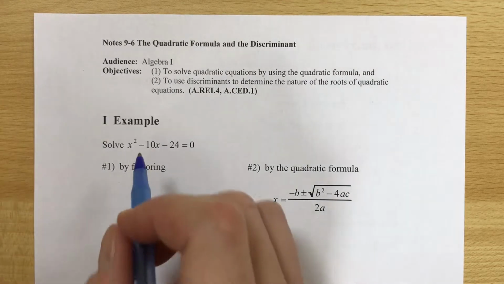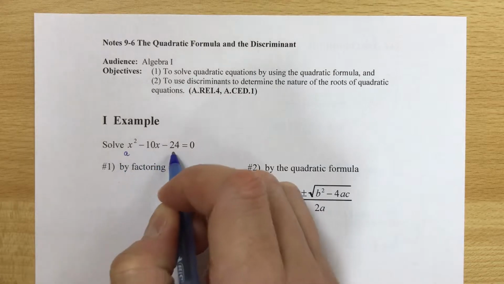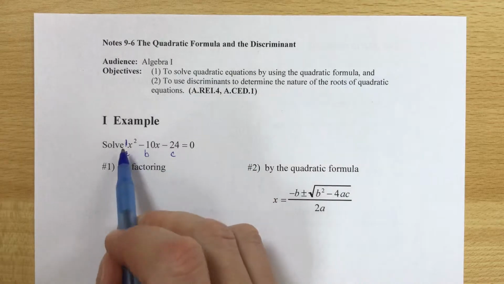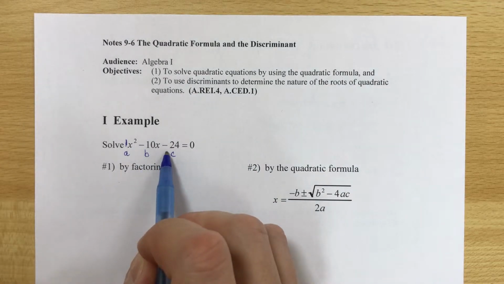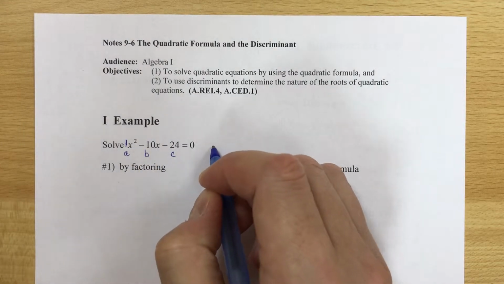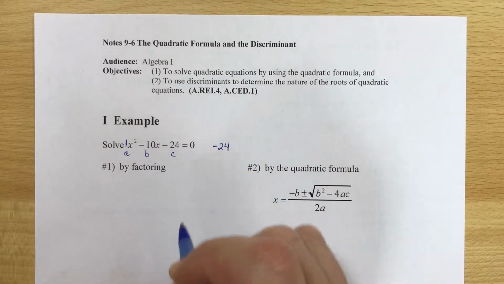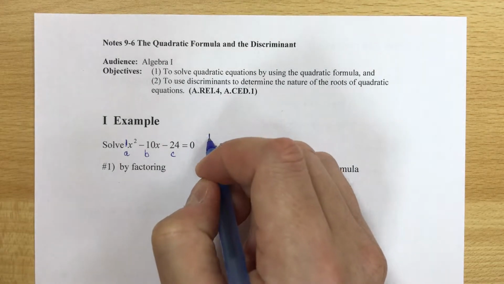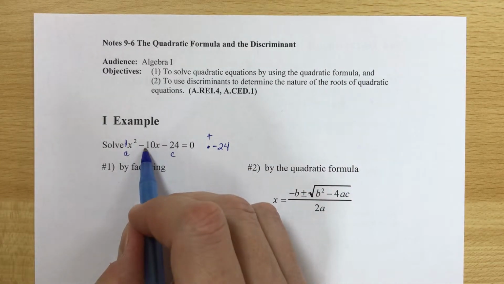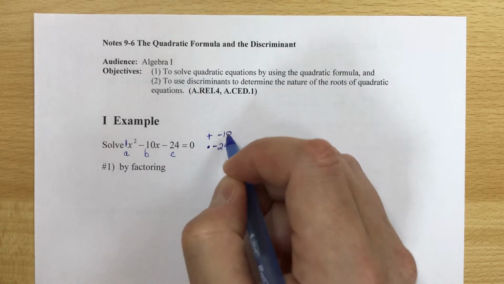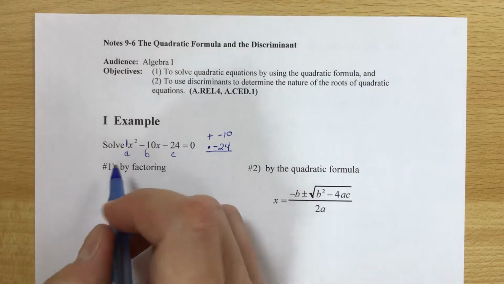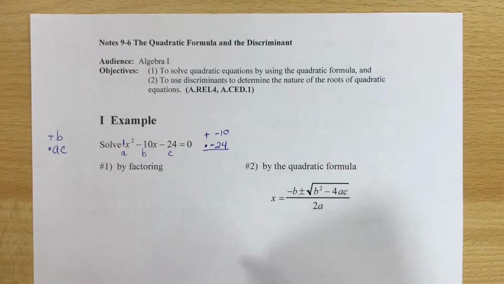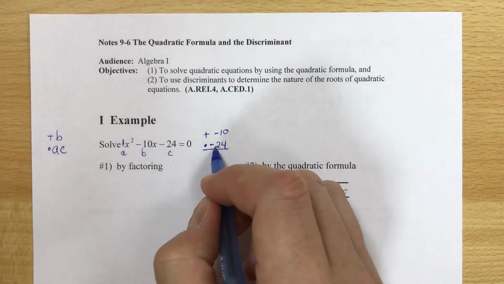Now remember, to factor, we take the value for a and the value for c, which in this case are 1 and negative 24. We multiply them, which is negative 24. And what we're trying to figure out is what multiplies to negative 24, but adds up to b, and the b value is negative 10. So the process when you're factoring trinomials is: what multiplies to ac and what adds up to b.